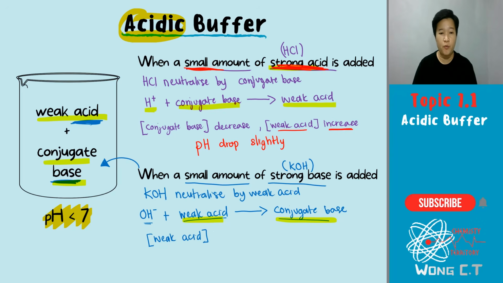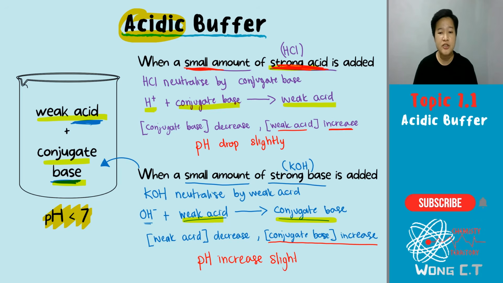Since your weak acid over here is used to neutralize the base, therefore the concentration will decrease because it's being used. And vice versa, the concentration of your conjugate base over here shall increase. Why is it increasing? Because we are producing the conjugate base. Simple. Alright? And since conjugate base is the one that increased slightly, therefore the pH of your buffer solution right now will also increase slightly.